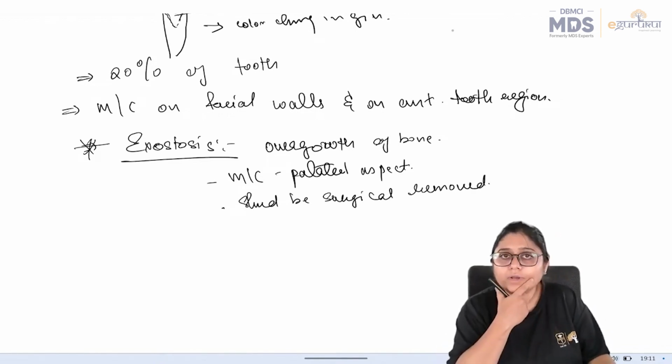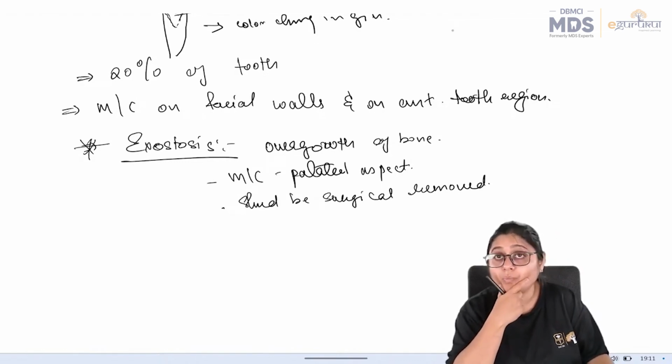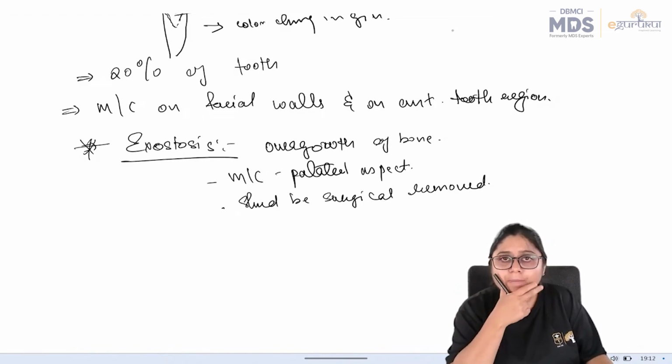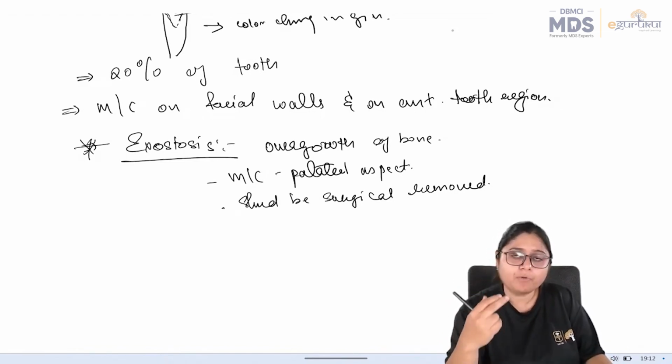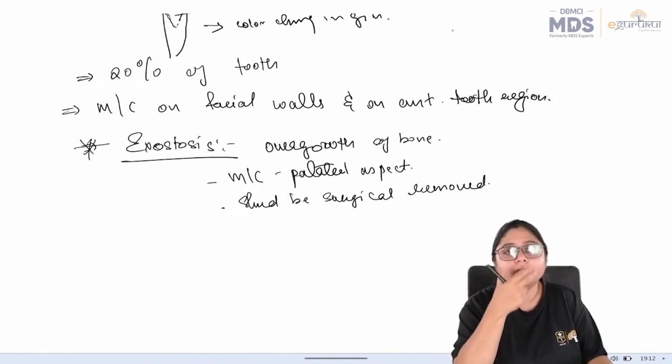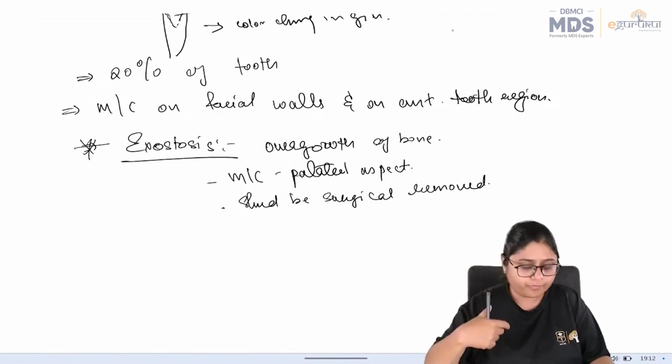You know, tori is also a kind of exostosis, and in some patients it is very prominent. So you might be knowing that if the tori is present in the mandibular region, we keep it because it provides retention to the mandibular denture. But in the maxillary region, we have to remove it surgically, because there will be no retention and the denture will fall down.